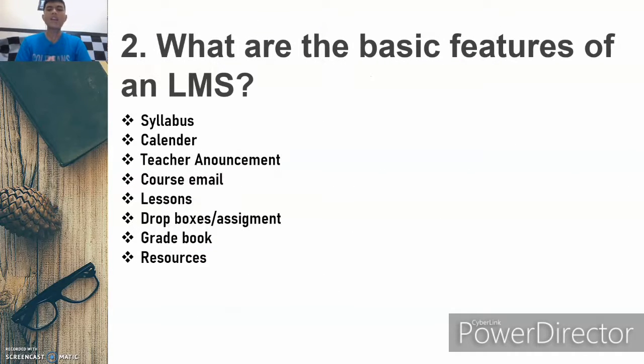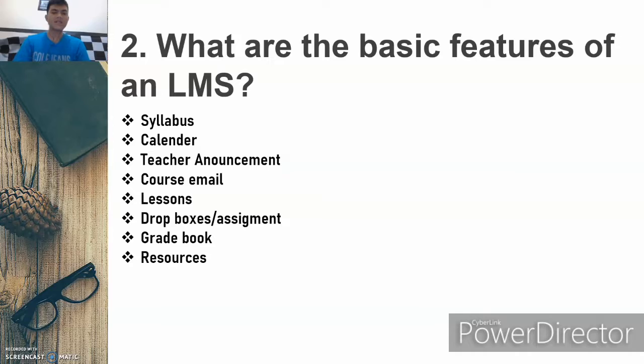The second one is: what are the basic features of an LMS? Here I have 8 basic features that we can usually find in a general learning management system. First is the syllabus. The syllabus consists of an overview of the course in outline form, including objectives, assignments, requirements, and others. The second one is the calendar, which consists of the schedule of deadlines and course events.